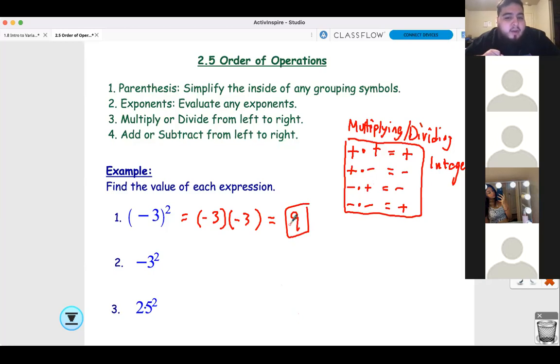You don't ever have to write +9 with a positive symbol. The only sign you have to write is negative. Now number 2 is different, because this one says only the 3 is being squared, not -3. So it's going to be -3 times 3. 3 times 3 is 9. Here is an invisible -1, and 9 times -1 is -9.